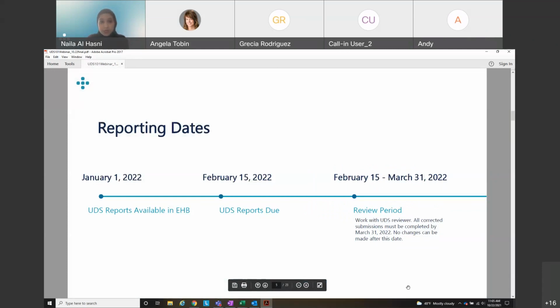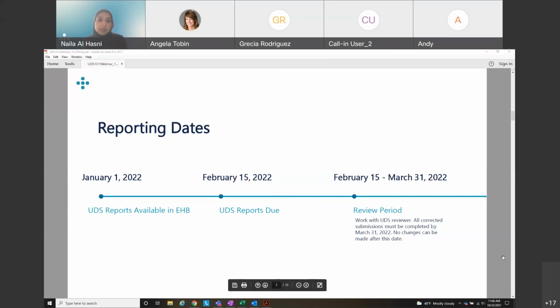So with regards to reporting dates, health centers report UDS data every year between January 1st and February 15th. The data that is reported covers the prior year. So this year you'll be reporting on the 2021 data, of course. After the reporting window closes on February 15th, that data is reviewed and finalized by March 31st.